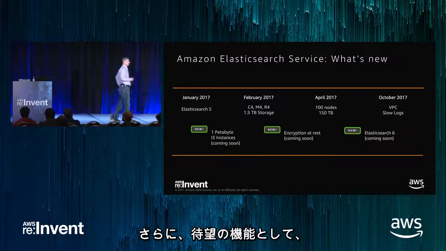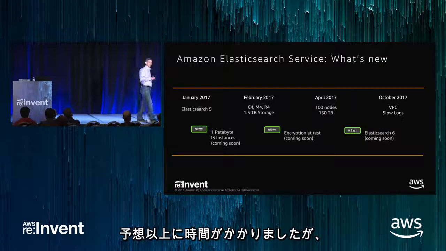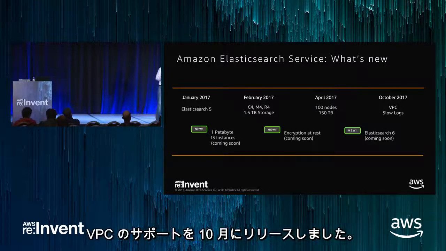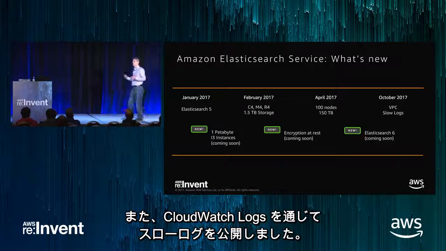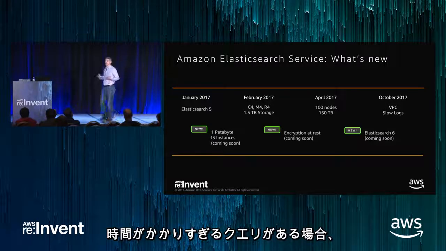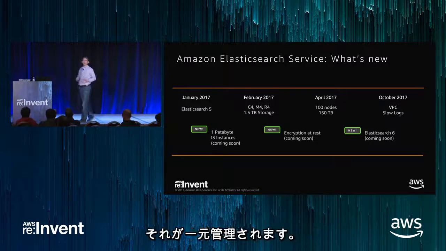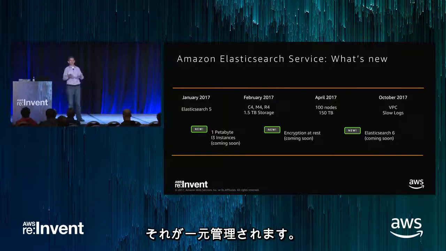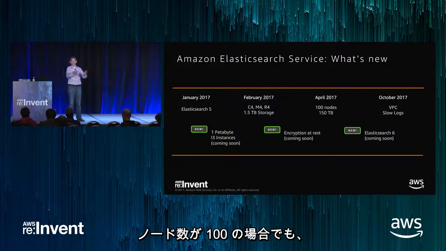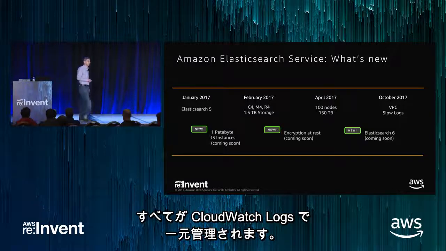And then a very long requested feature, and I know it took a bit longer than most of you wanted, we launched VPC support in October. And also we exposed slow logs through CloudWatch Logs. So if you have queries that are taking too much time, you can actually see that consolidated. Even if you have 100 nodes, everything gets consolidated in CloudWatch Logs.